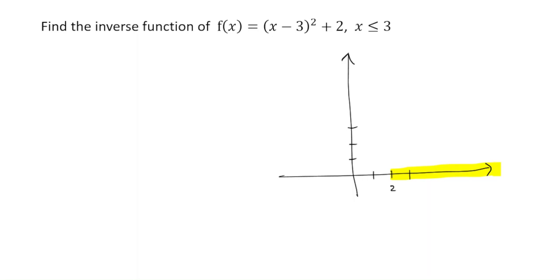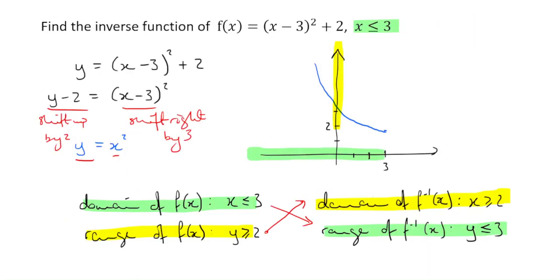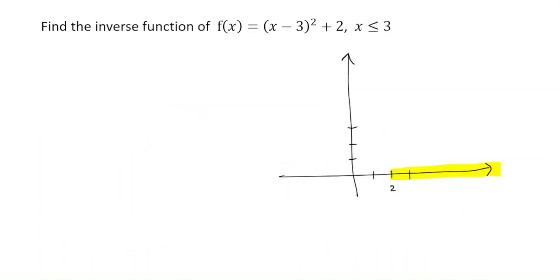Okay? And similarly, I want the range of my inverse function to be everything that is less than 3. So let's sketch that on. I want the range of my inverse function to be everything that's less than 3. Okay? So even before I calculate the inverse function, I know what the range and the domain should be. That gives me an idea of what my graph is going to look like. So having said that, let's now try to calculate.